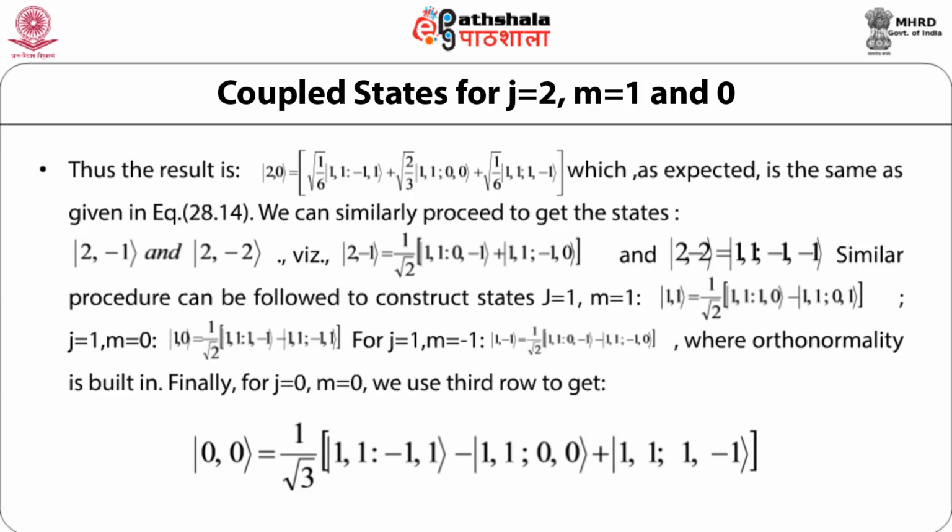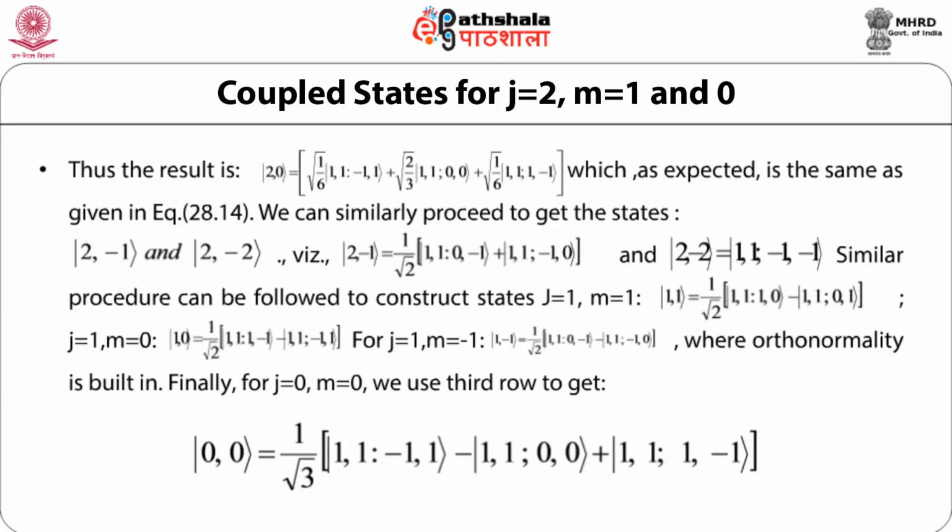And for the state corresponding to the total angular momentum J equal to 1 and the magnetic quantum number M equal to minus 1, the coupled state is given by |1,−1⟩ is equal to 1 by √2 times (state |1,1⟩ and |0,−1⟩ minus state |1,1⟩ and |−1,0⟩), where the orthonormality is built into the relations that have been given.